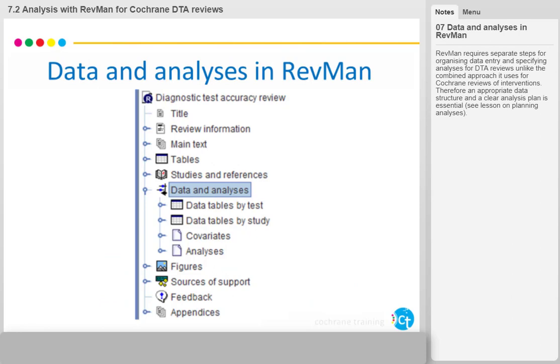RevMan requires separate steps for organizing data entry and specifying analyses for DTA reviews, unlike the combined approach it uses for Cochrane reviews of interventions. Therefore, an appropriate data structure and a clear analysis plan is essential.